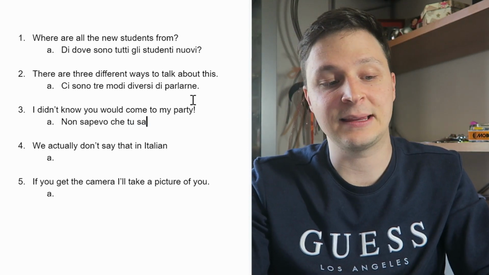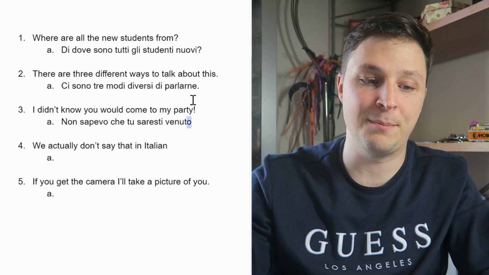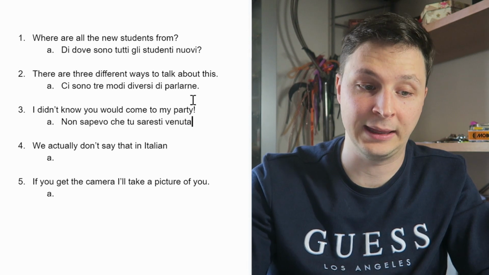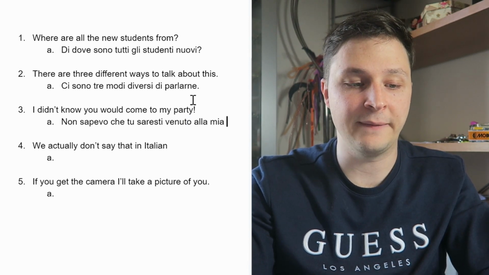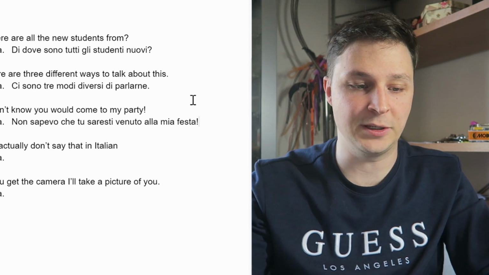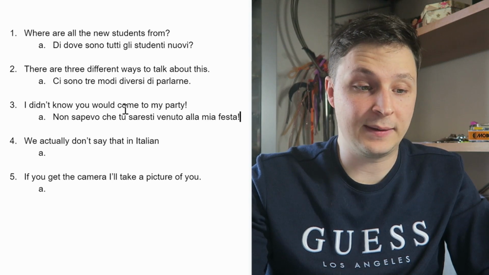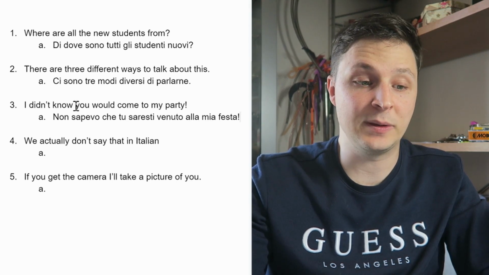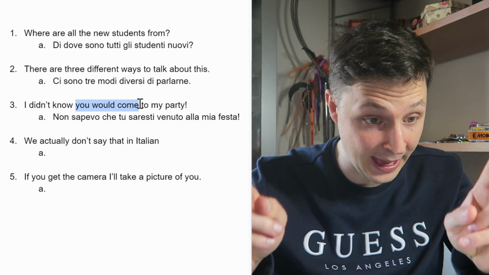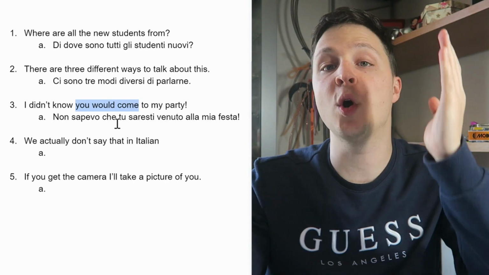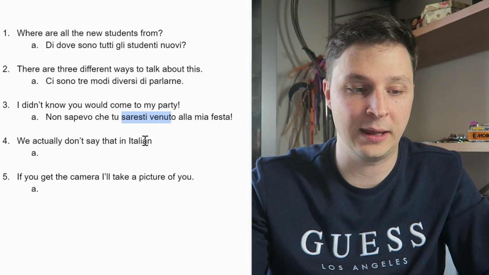Well, it's actually saresti venuto. Let's imagine it's a man. If it's a woman, it's venuta, like this. Non sapevo che tu saresti venuto alla mia festa. Exclamation mark. So, yeah, what is important to notice here? In English, we say you would come. In Italian, in the future in the past verb tense, they say you would have come. Saresti venuto alla mia festa, okay?